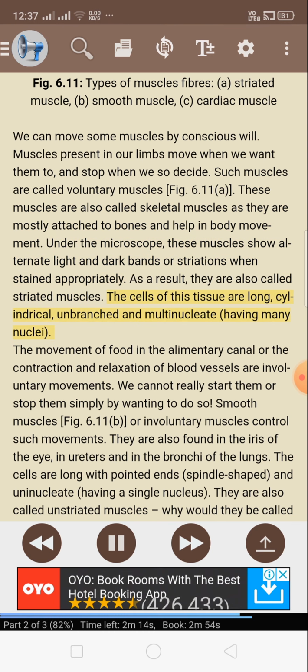The cells of this tissue are long, cylindrical, unbranched, and multinucleate, having many nuclei. The movement of food in the alimentary canal or the contraction and relaxation of blood vessels are involuntary movements. We cannot really start them or stop them simply by wanting to do so. Smooth muscles, figure 6.11b, or involuntary muscles control such movements. They are also found in the iris of the eye, in ureters, and in the bronchi of the lungs. The cells are long with pointed ends, spindle-shaped, and uninucleate, having a single nucleus. They are also called unstriated muscles.